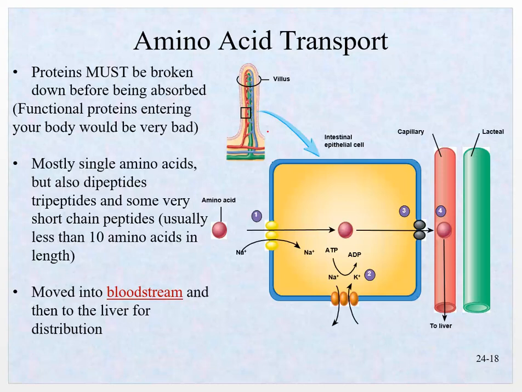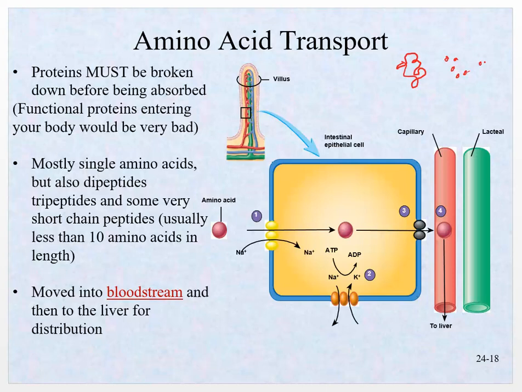All right, so amino acids, they have to be broken down. Remember, you don't want to absorb a full protein. Proteins do things. If you just ate, I don't know, a tiger, you don't want the tiger's proteins to be active in you, because then they would do things they did in the tiger. I know that sounds stupid, but you don't want active proteins just absorbed into your body. So they have to be broken down into individual amino acids or maybe dipeptides, maybe short chains, but nothing that can be active. That's the key.